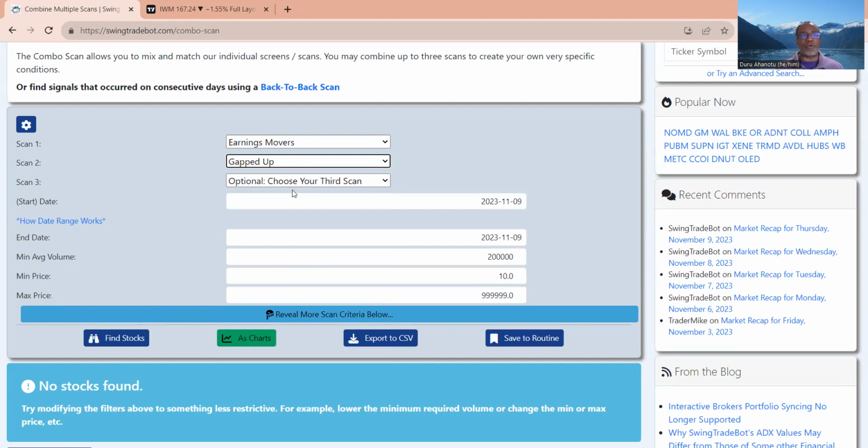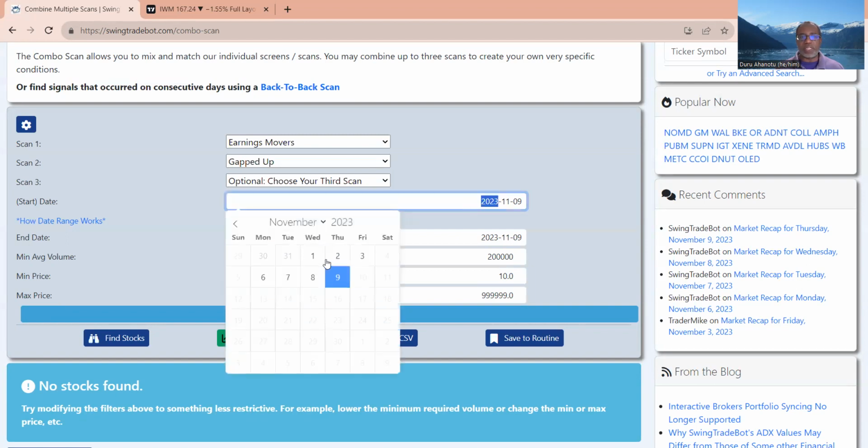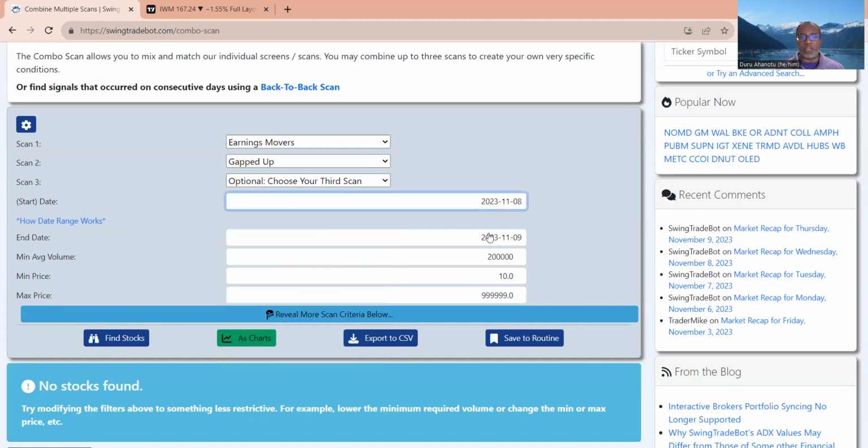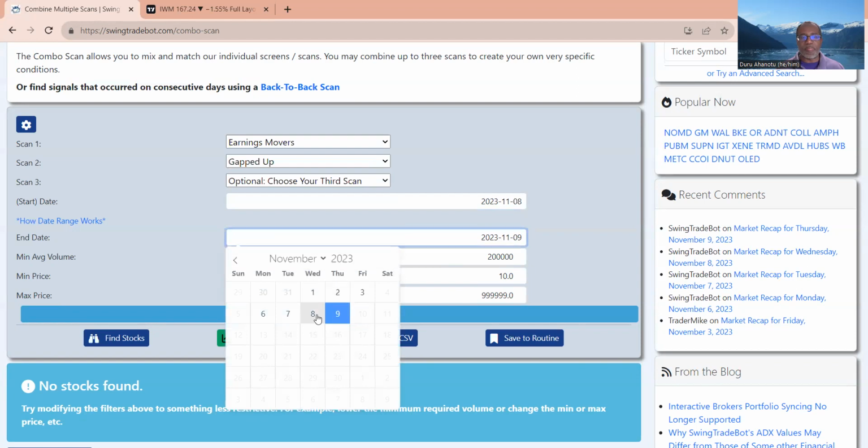Now, unfortunately, there's not a third scan for positive or negative gains, so I'm just going to do a workaround, which is to sort the resulting stocks. It's too easy to find these today because today was a day of the fade. So let's go, today is November 9th, so let's go to the 8th of November and look for the candidate stocks.